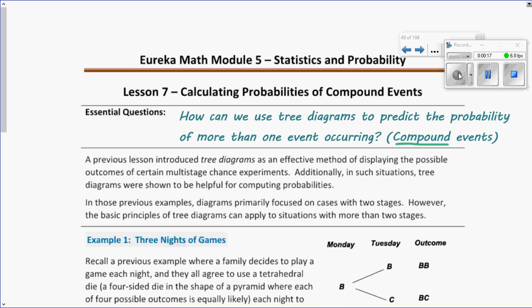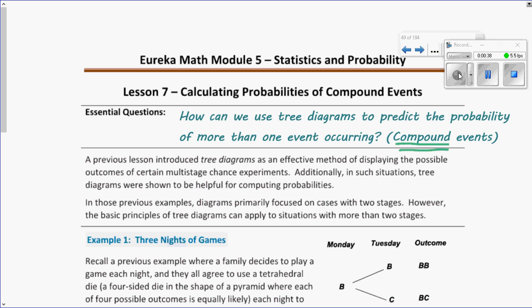That's called compound events. A compound word is like doghouse or hot dog or blackberry, something that has two words put together. A compound sentence, instead of saying he went to the store, period, he bought bananas, period, you would just say he went to the store and bought bananas. So compound means putting two things together.